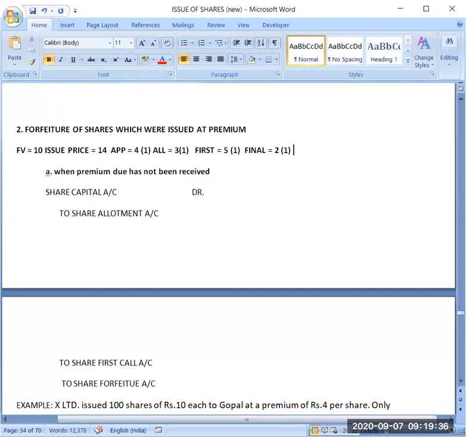So you can see that your face value is rupees 10 and your issue price is 14. And the rupees 4 premium which you are charging is collected in all 4 installments. Sometimes it is possible that you might have received this premium because you will receive application money for sure, but you have not received the other installments. So there are 2 possibilities, that either you have received the premium or not. So the journal entry will be different in both the scenarios.